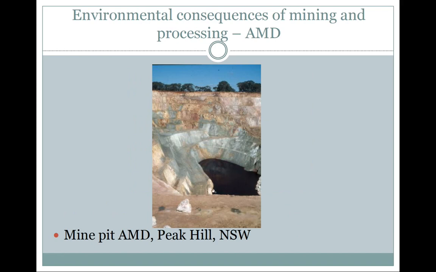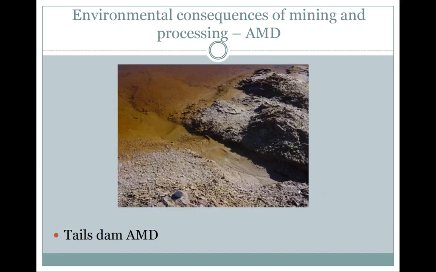We can also do it in the pit. Here's Peak Hill. Substantial acid mine drainage as the water flows through the ore body. And we can also get it out of tailings dams because we've broken up those sulfides. Potentially not what we wanted as an ore.